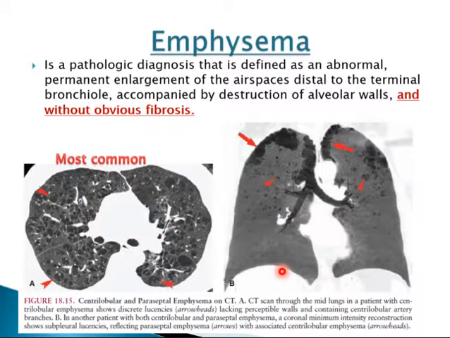The other type is called the paraseptal. In this picture, both types are seen. These small dots are centrilobular, while this one is paraseptal. Just another thing, the centrilobular usually occurs in the upper lobes. The paraseptal also usually occurs in the upper lobes. They are subpleurally located. This picture shows subpleural lucencies reflecting the paraseptal emphysema with associated centrilobular emphysema.